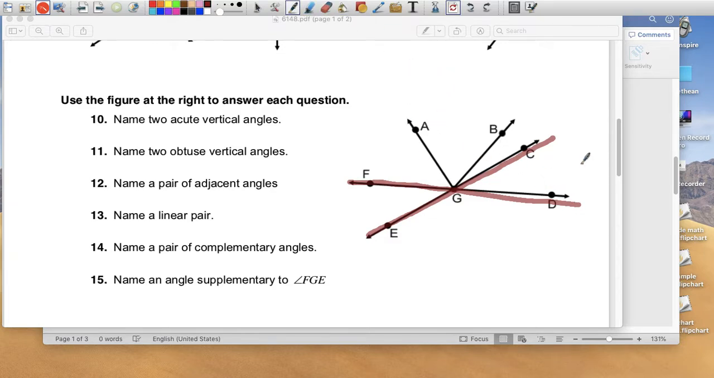Acute angles are angles less than 90, and it's this one and this one, because this one is way too big. So definitely not that one. So we're talking about those two angles here. And that's called angle FGE, and the other angle is CGD.